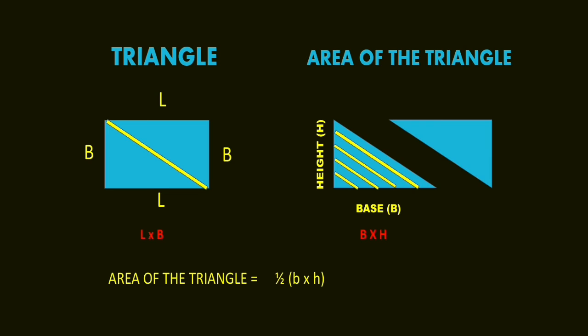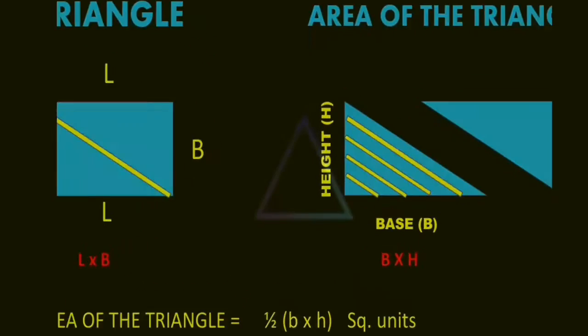So don't memorize like 1 by 2 B into H. Don't memorize like that. Just take the rectangle. We are dividing into half. There it is L into B. Just the name has been changed as base into height B into H. So half triangle, we are talking about the half of the rectangle. So it is 1 by 2 B into H square units.